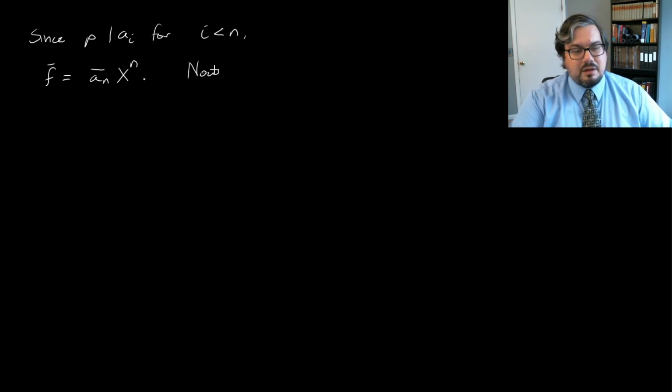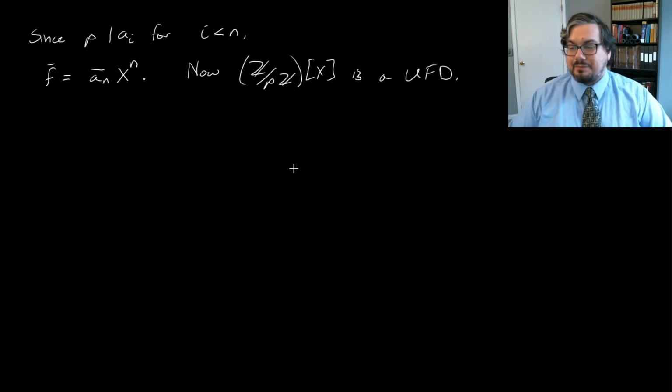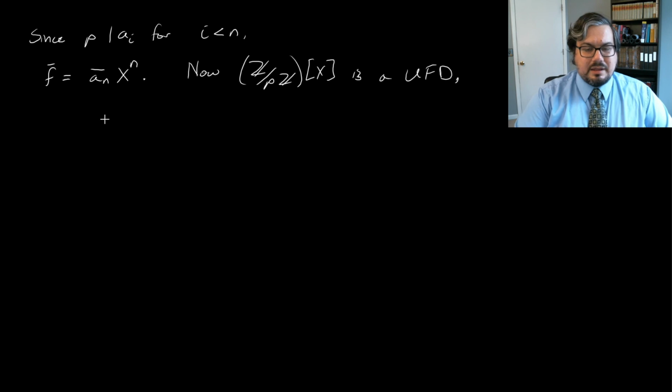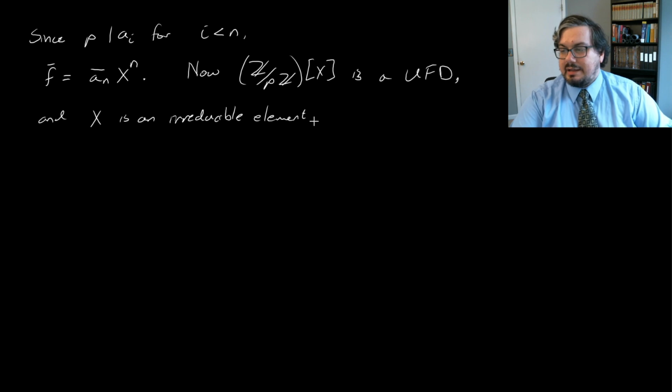Now, we have that the ring Z mod pZ adjoin x is a unique factorization domain. It's a polynomial ring over a field. It's a principal ideal domain, and therefore it's a unique factorization domain. And furthermore, x is an irreducible element in it.